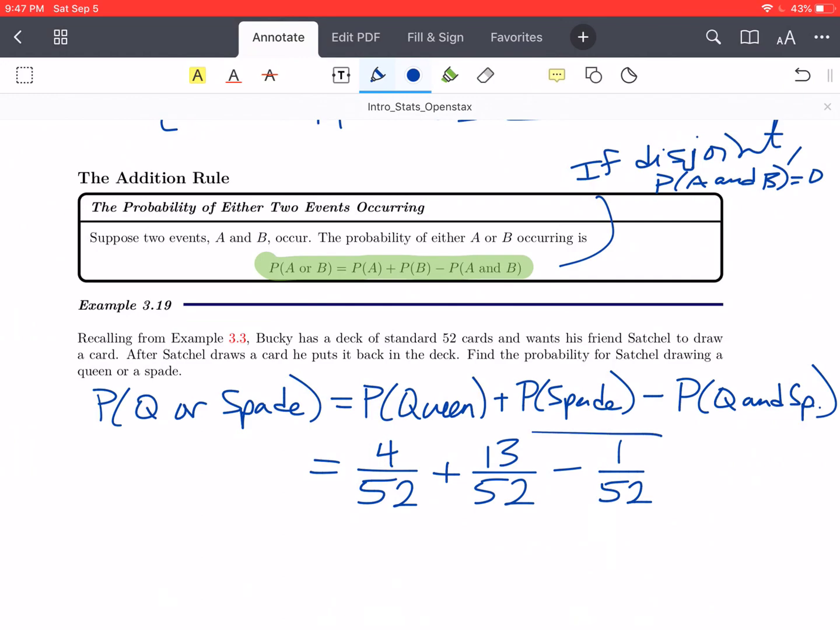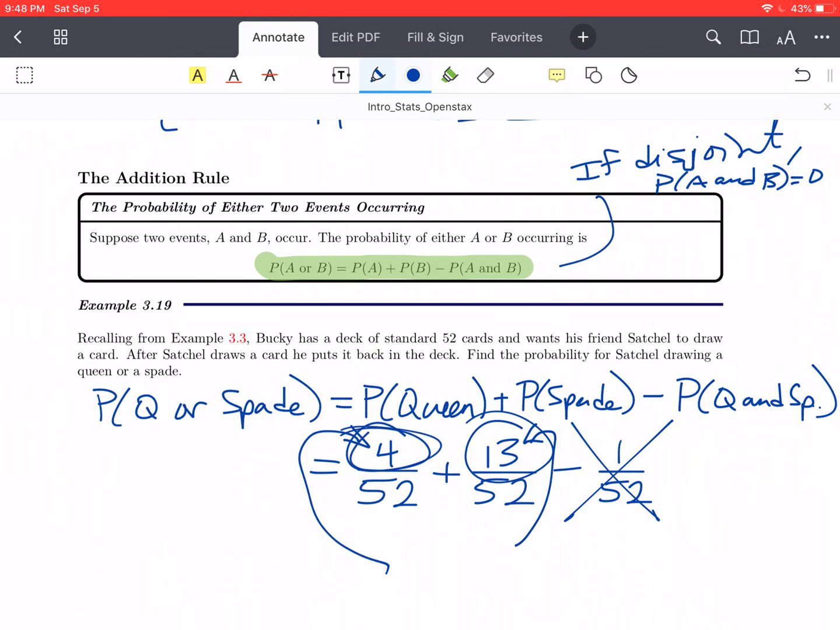Now, look at these numbers that we just created here. We counted up all the queens, all 4 of them. We counted up all 13 of the spades. So if we had left that last term off, the queen of spades would be counted here, and the queen of spades would have been counted here. So basically we counted that one card twice, right? We counted it as a queen, and we counted it as a spade. So then our probability would be wrong, okay? Because we double counted that card.